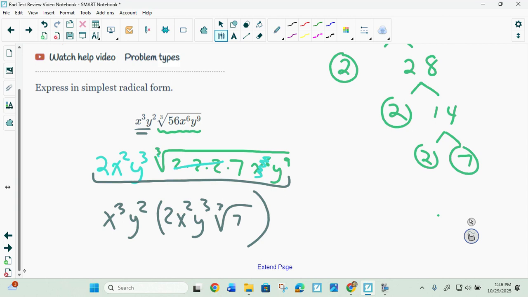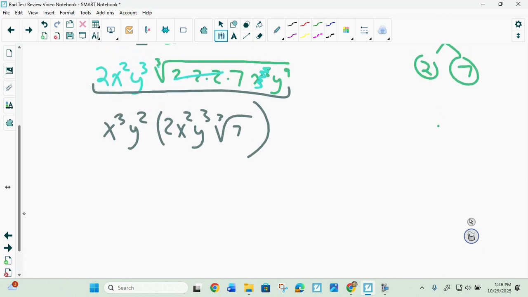As we're multiplying, we just have a 2, and then x cubed times x squared is x to the 5th. Y squared times y cubed is y to the 5th. And then we've got this cube root of 7.